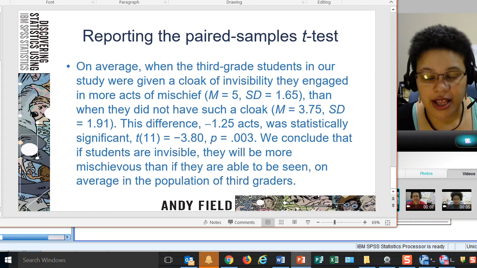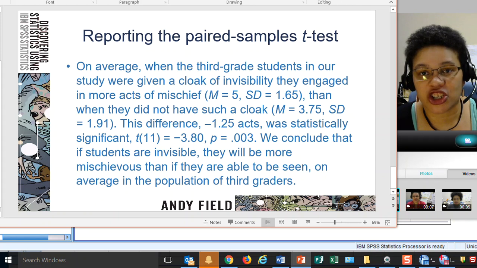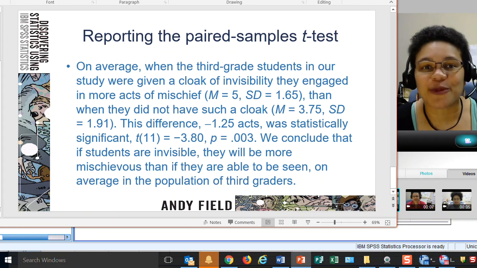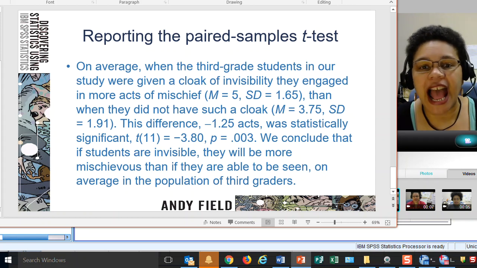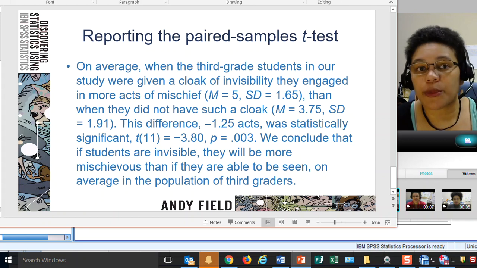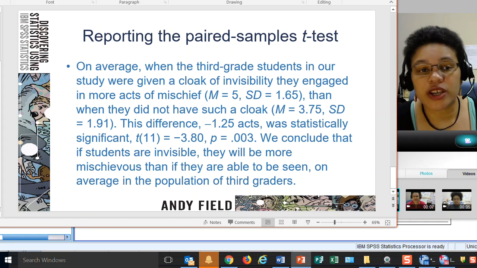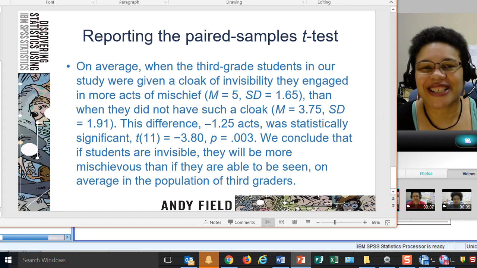With quantitative research, you do not have to be creative in how you report the results of your tests. They're reported in a pretty standardized way. So you can use this language as a frame as you are reporting your results of paired sample t-tests in the future.